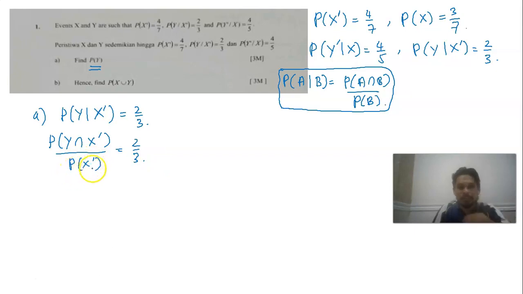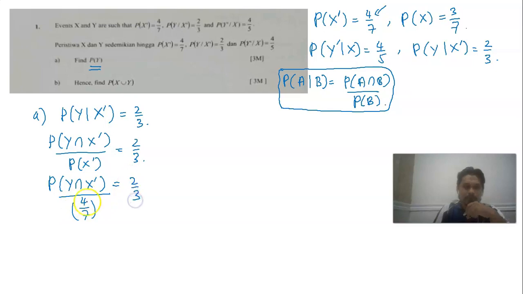The probability of X complement we already have, which is 4/7. So the probability of Y intersect X complement divided by 4/7 equals 2/3. Cross multiply, bringing up the 4/7, so the probability of Y intersect X complement equals 2 times 4 equals 8, and 3 times 7 equals 21. So we have the probability of Y intersect X complement equals 8/21.